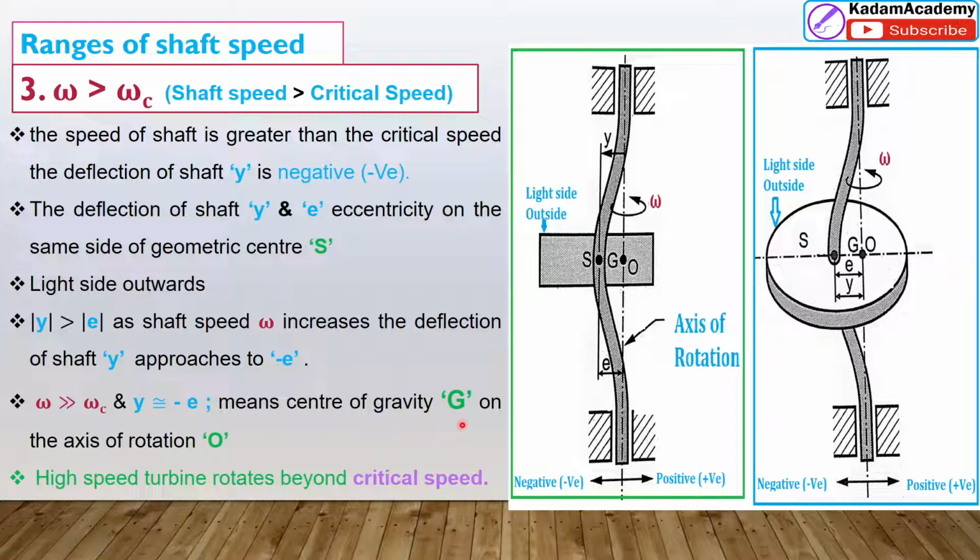This means the center of gravity G is on the axis of rotation. The center of gravity goes onto the axis of rotation, and in that case it will not vibrate. That is the principle used in a high-speed turbine, where the turbine rotates beyond the critical speed. They design the turbine like that. We will watch the video for the turbine also. That is the application of the critical speed.